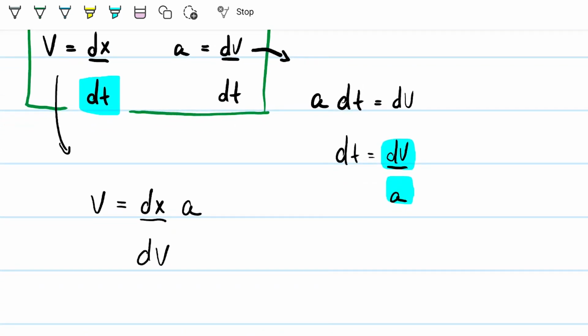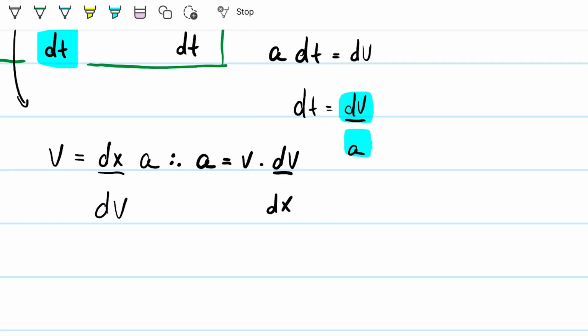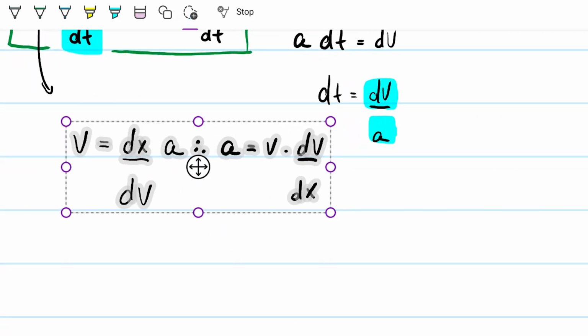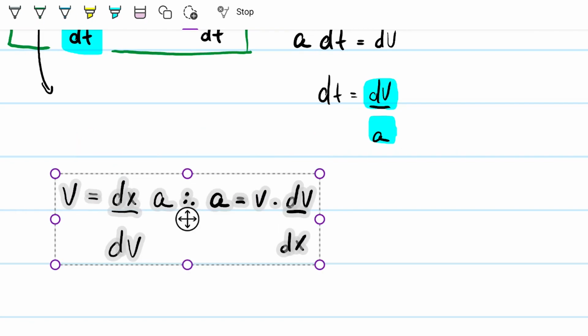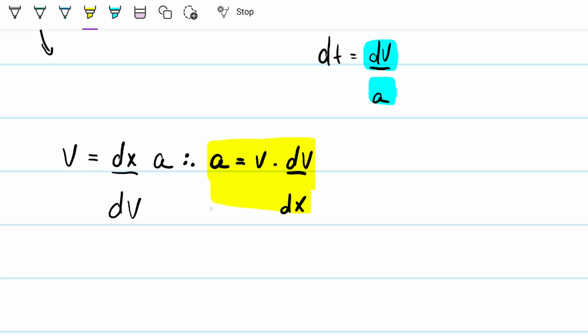Now I have something very interesting, because I can solve for A, and I'm going to see that A can be defined as the velocity times the rate at which the velocity changes with x. I'm running out of space, so let me put this down one section. There you go. This is a very interesting definition for acceleration, one that we're not generally used to seeing. Again, we didn't do anything wrong here.